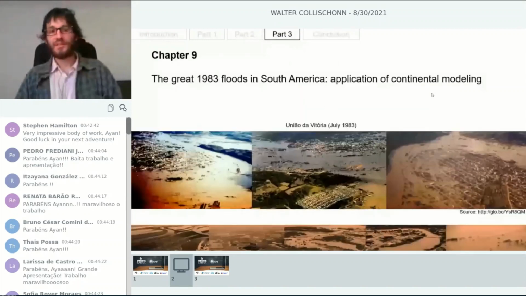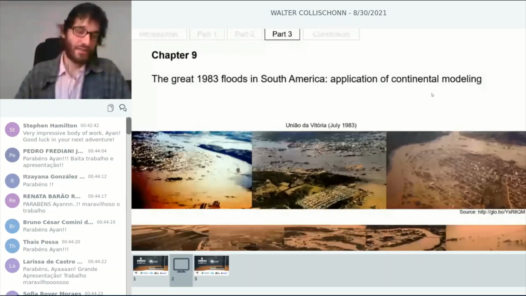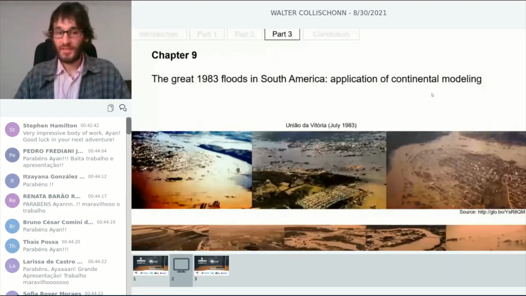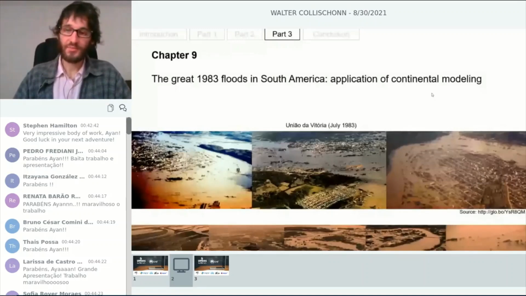And as I said, we have 3 chapters in this part. The first chapter, chapter 9, is about the great 1983 year in South America, which is perhaps the most devastating year in terms of flooding in the records of the continent. And this year led to hundreds of thousands of people being affected in multiple aspects, economical and even human losses. And to understand it, we applied the idea of continental hydrological modeling.